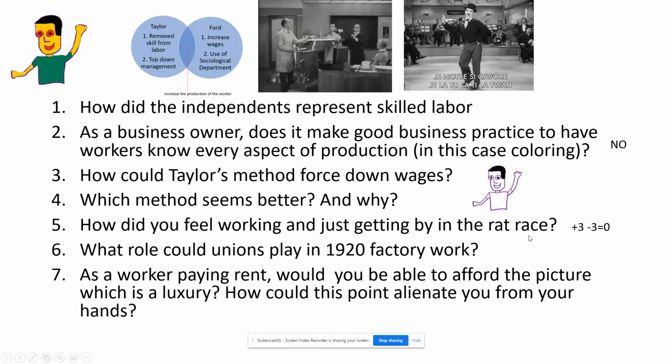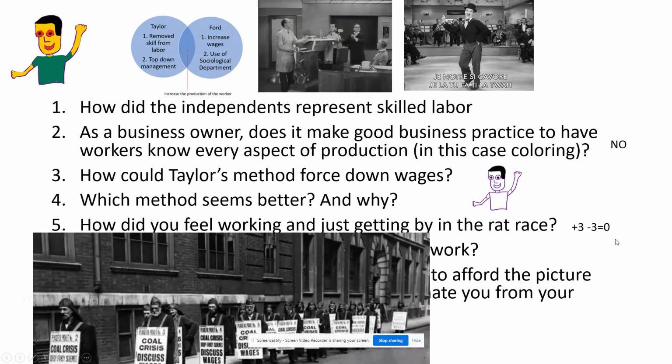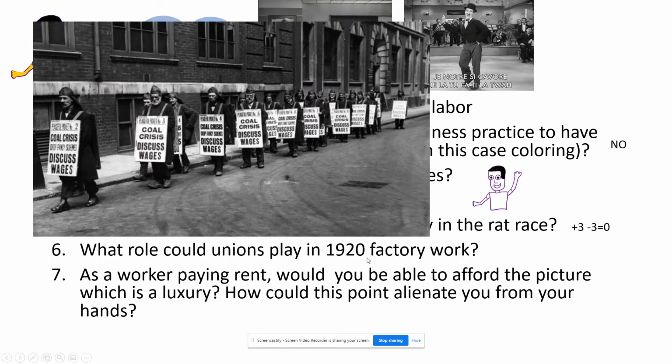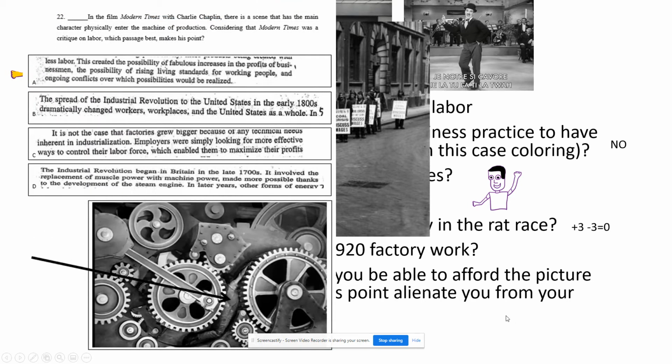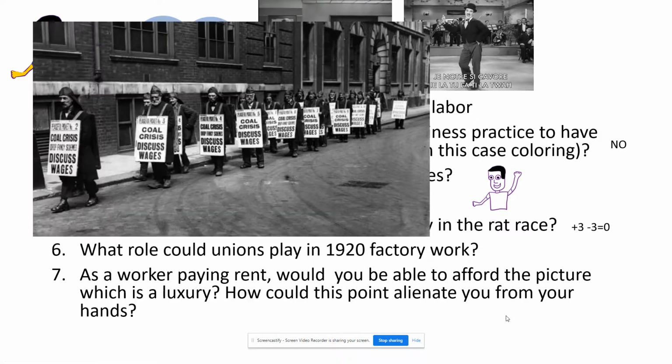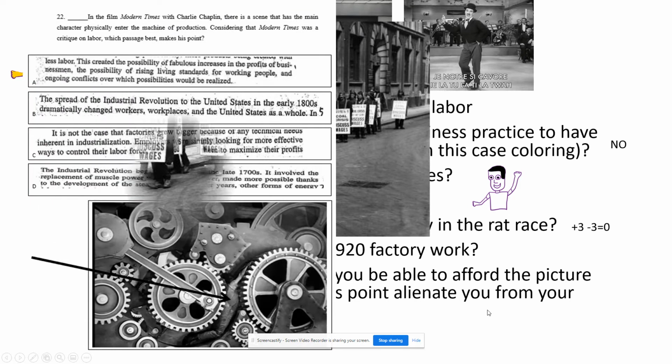How did you feel working, just getting by in the rat race? If you're making a $3 wage and your expenses are $3, how do you feel with that particular scenario? What money do you have left over? What role could unions play in 1920 factory work? That's why you see union activity really starting to increase. And as a worker paying rent, will you be able to afford the picture you are creating? How could this point alienate you from your labor? What I'm getting at here is another point that Charlie Chaplin is making, where you have simply become a cog in the machine.